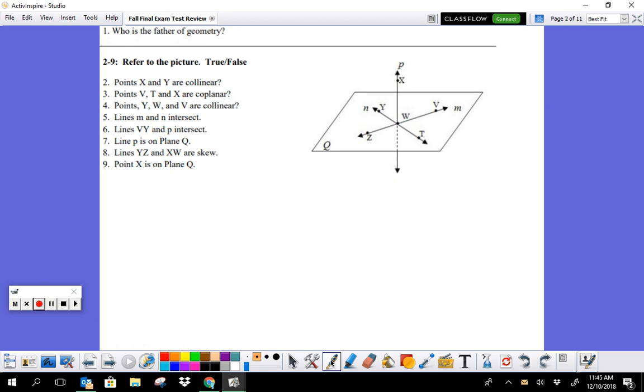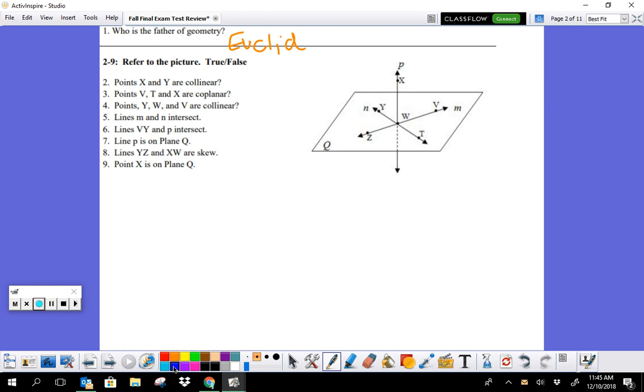But remember, the final exam is all multiple choice, so you just kind of need to have an idea of who it is, and his name is Euclid. You'll hear the phrase Euclidean geometry. That's named after him. Okay, 2 through 9 says refer to the picture and say whether it's true or false.